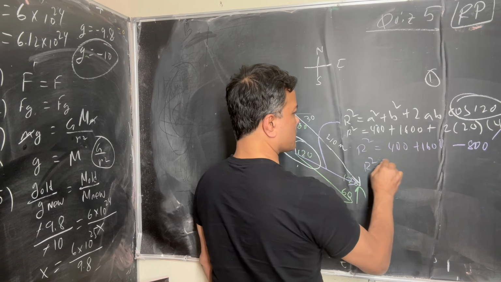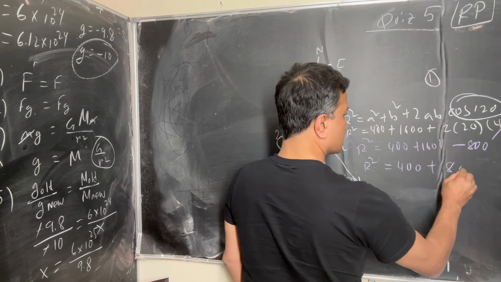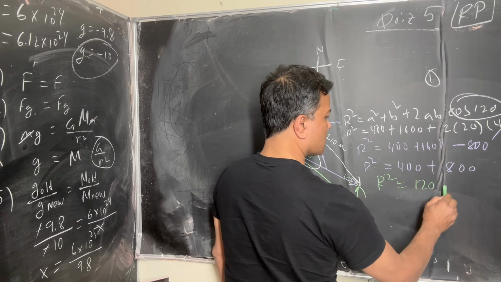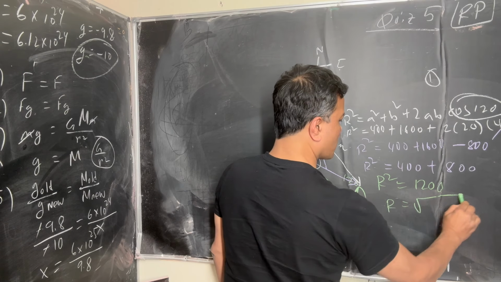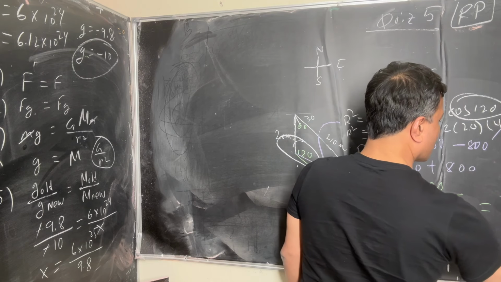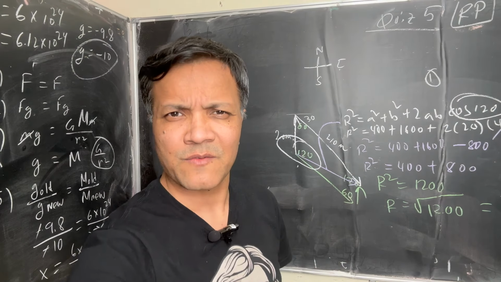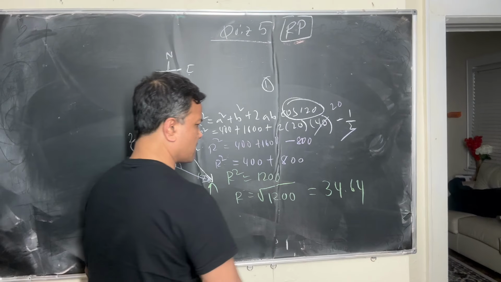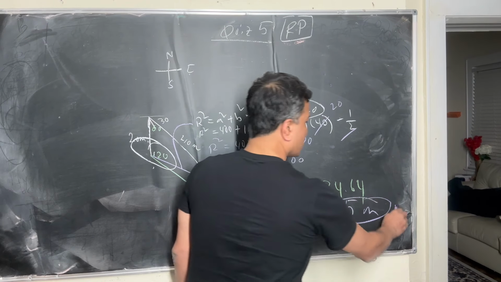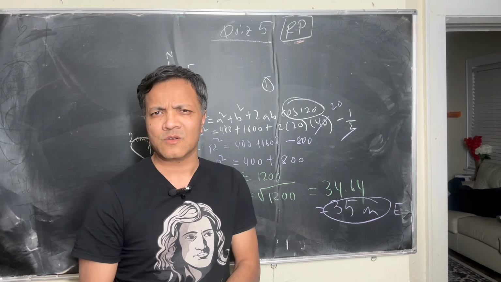So r squared is equal to 400 plus 800. So r squared is 1200. So r is square root of 1200. So r is 34.64. So now I ask you to show me 2 sig fig. So you're going to show me 2 sig fig: 35 meter. This is the answer. If you want to write east, that would be great. That's problem 1. Now let's go to problem 2.